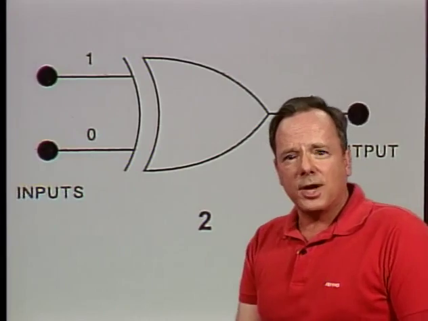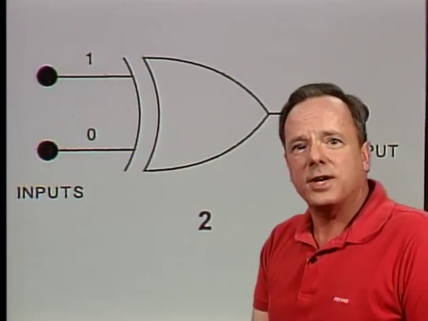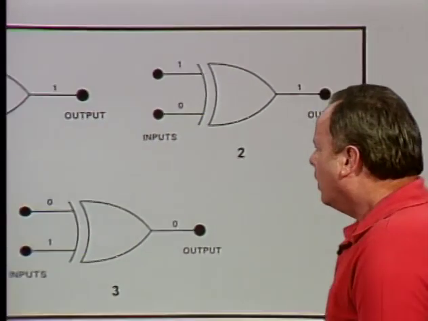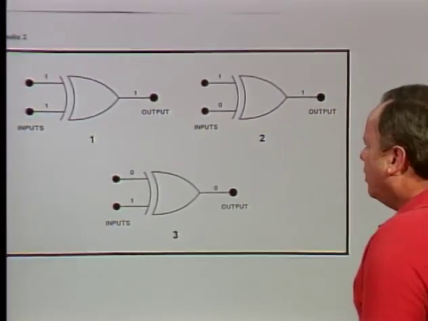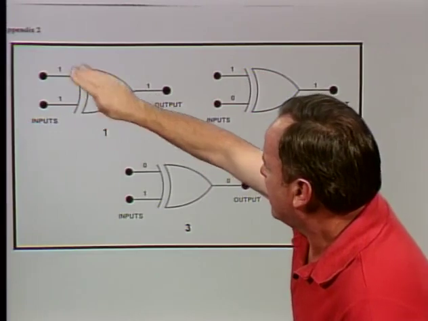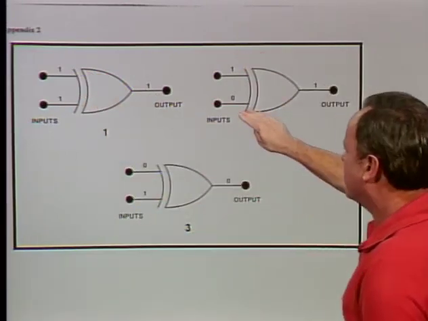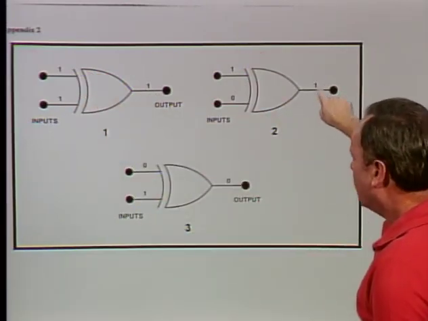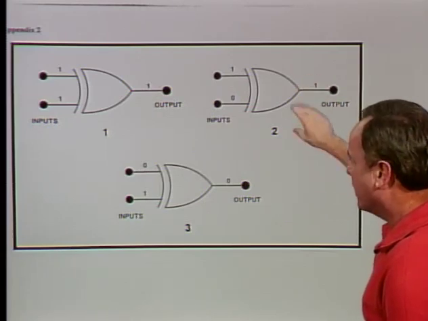They're going to show you several of these, and they're going to ask which one of these is an exclusive OR gate. Well, what you do is you take a look at it. You know that the inputs have to disagree with each other. Well, in this one, the inputs don't disagree with each other. Here they disagree with each other, and the output is a 1. So that is an exclusive OR gate.